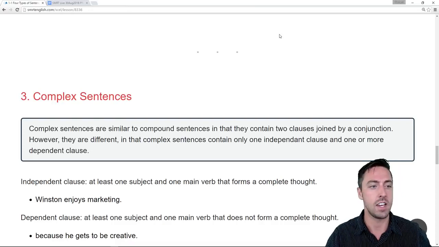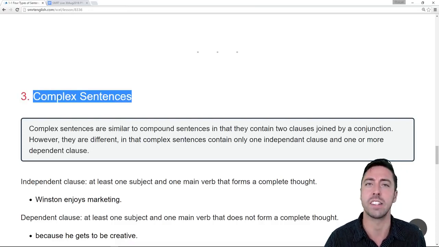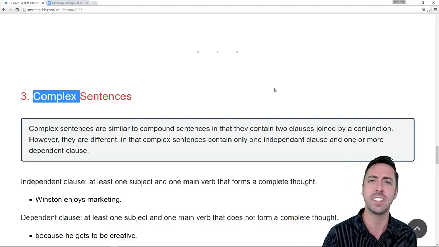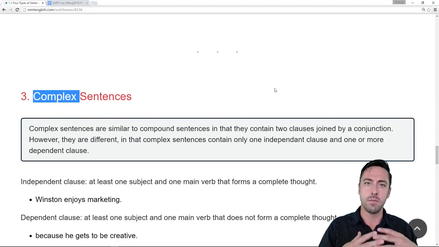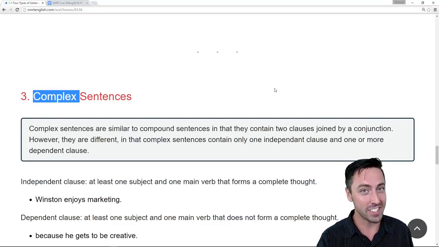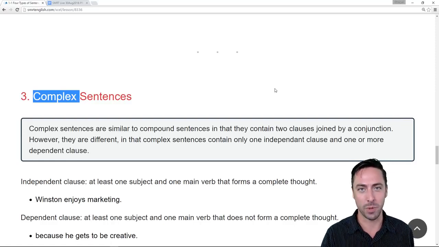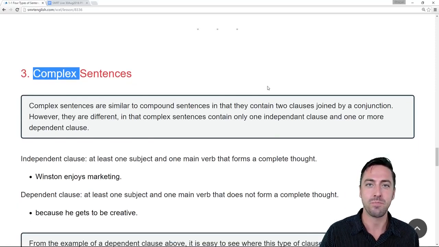Compound sentences. Now we're going to talk about complex sentences. So complex is not simple, it's difficult. The qualifier that makes a complex sentence complex is that we use dependent clauses in complex sentences.